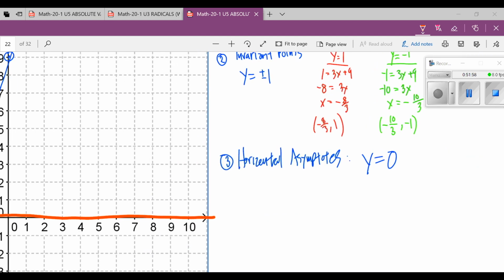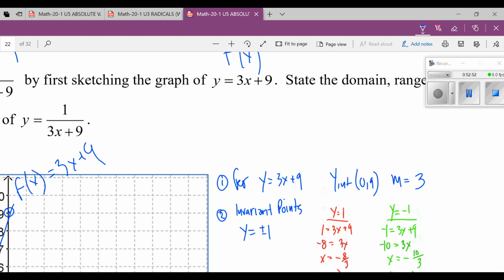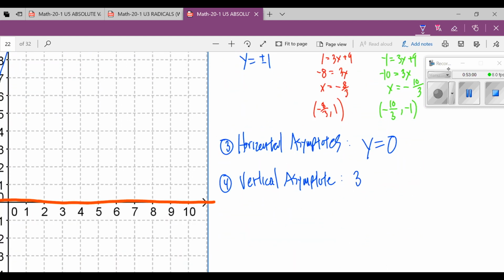Okay, next step. We did the horizontal asymptote. Let's figure out our vertical asymptote. Now, our vertical asymptote is going to happen when the denominator of the function is 0. So here's the denominator of the reciprocal. 3x plus 9 cannot equal 0, which if you rearrange things, means x may not equal negative 3. And there's our vertical asymptote. Let's go ahead and draw that in now.